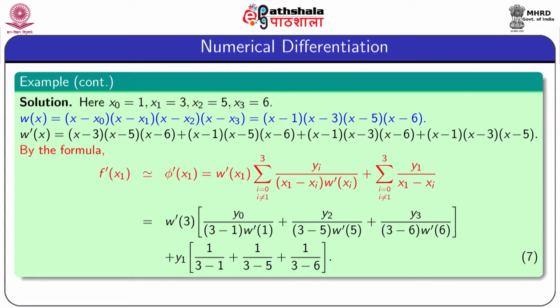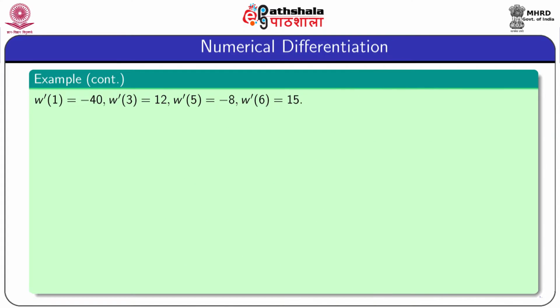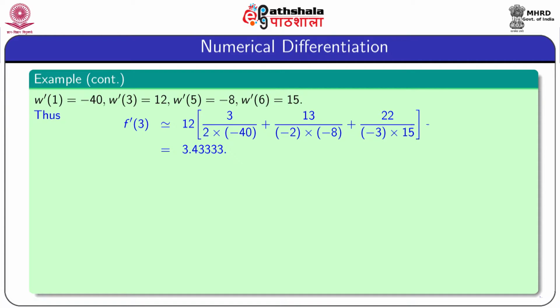So, using the values of x1, x2, x3, the above expression becomes this expression, that means the first derivative of f at x1 is given by formula 7. Now, W prime at 1 equals minus 40, W prime at 3 is 12, W prime at 5 is minus 8 and W prime at 6 is 15. This is obtained from the expression of W prime x. Thus, the first derivative of f at 3 is approximately equal to this expression, and after simplification we get 3.43333. That means the first derivative of f at 3 is approximately equal to 3.43333.